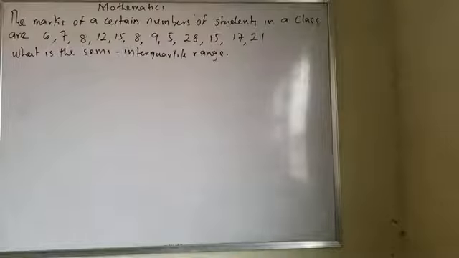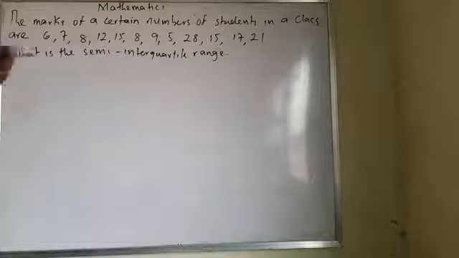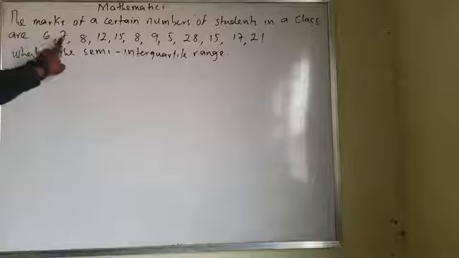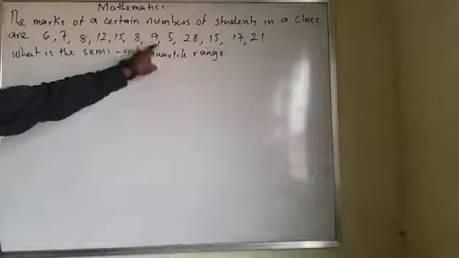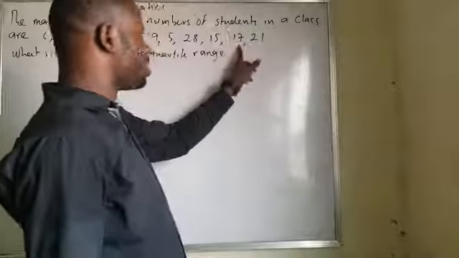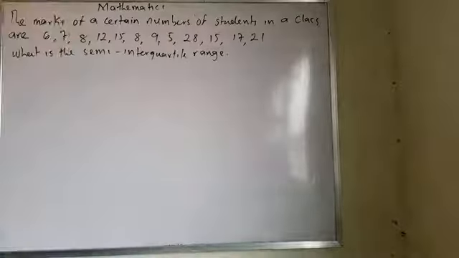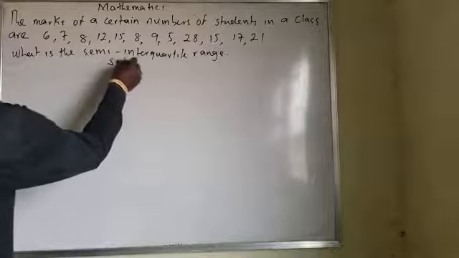Look at this problem. It's a very simple one. The marks of a certain number of students in a class are 6, 7, 8, 12, 15, 8, 9, 5, 28, 15, 17, 21. What is the semi-interquartile range? It's a very simple problem. Let's see how it will go.